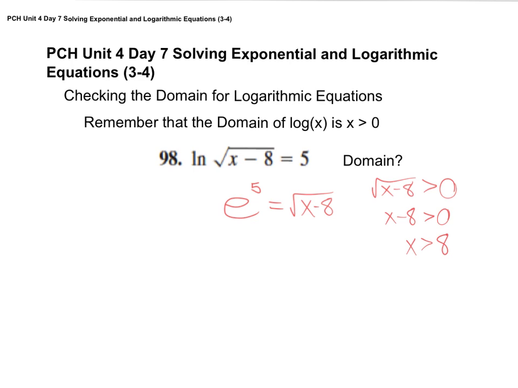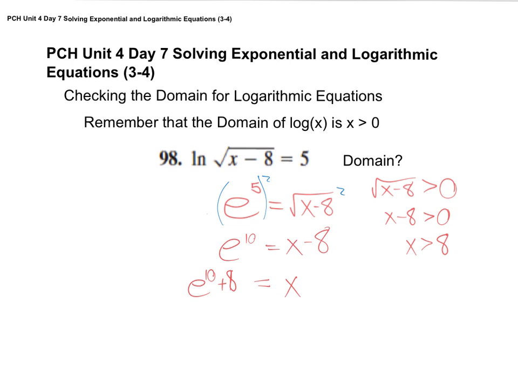But one thing I will say for this one particularly: what's our next step here? Square both sides. Yeah, we've got to square both sides. If you square e to the 5th, what do you get? E to the 10th. You can leave it as e to the 10th. If you punch that into your calculator, you're going to get scientific notation, and that's going to make it challenging to do our last step, which is to add 8. So I'd rather you just leave it in terms of e. Our answer is x equals e to the 10th plus 8.